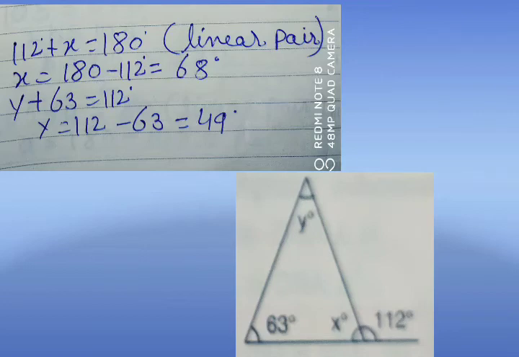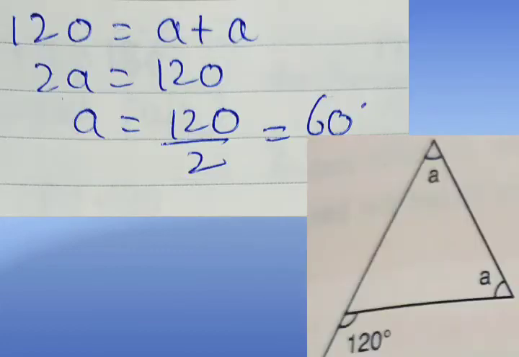Now next part 6, 112 plus x is equal to 180 degree. So reason is what? Linear pair. From this we can find out the value of x. So it will be 180 minus 112 equal to 68 degree. Now next is y plus 63, again 112, and so y will be equal to 112 minus 63, and this is equal to 49 degree. Clear? Now subpart 7, 120 is equal to a plus a, so 2a is equal to 120, and a is equal to 120 divided by 2 equal to 60 degree.